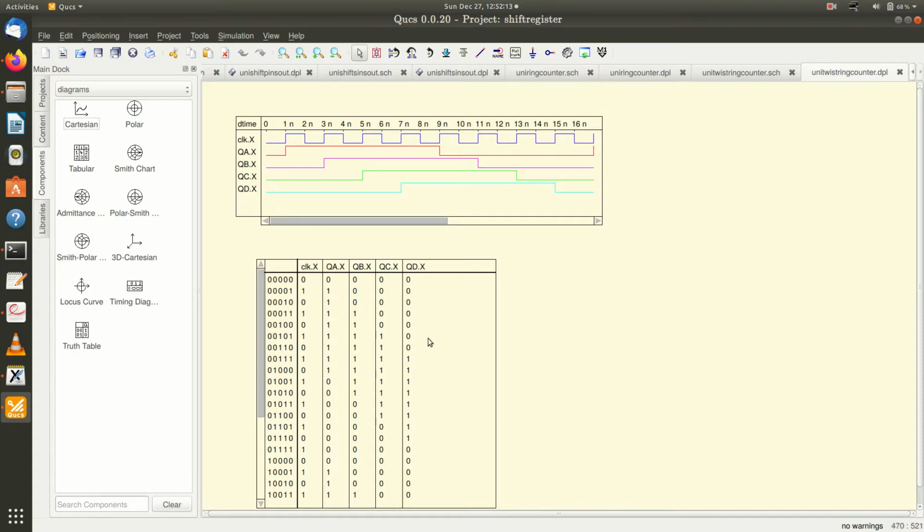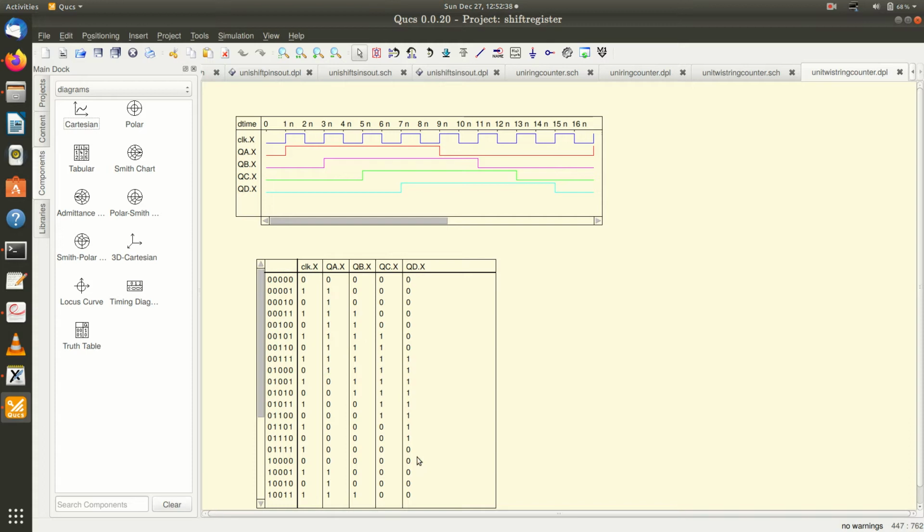The next clock cycle is 1 1 1 0, next is 1 1 1 1. If the last bit here is a 1, its complement is connected to the input, so it becomes 0 1 1 1, then it becomes 0 0 1 1, then 0 0 0 1. Now the last 1 is complemented and fed back to the input, making it 0 0 0 0.